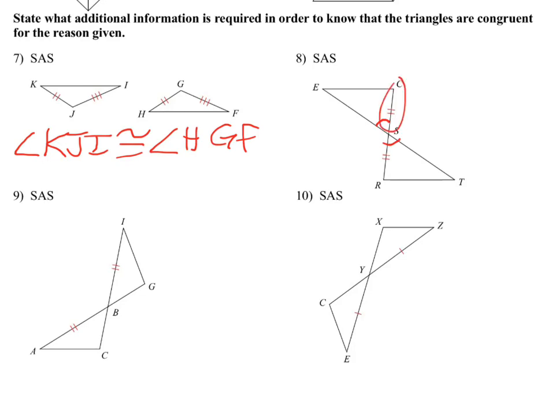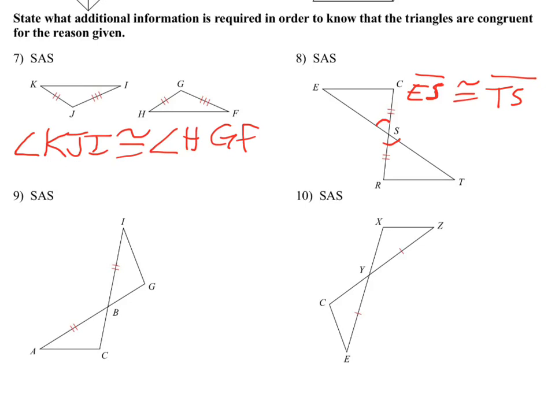So now we have a side, and then the angle, but we don't have this last side. And that's the same down here. Side angle, but not the other side. And so we need this side and this side to match up. So that's what I'm going to write down. ES, I want that to be congruent to TS. And that's what I'm looking for on 8.